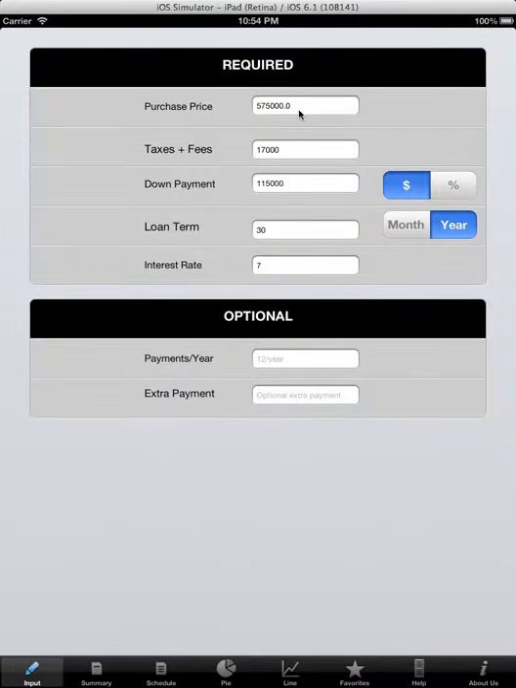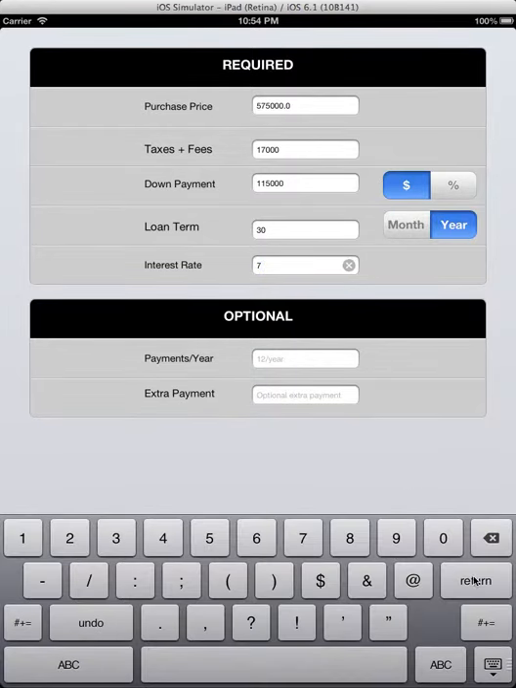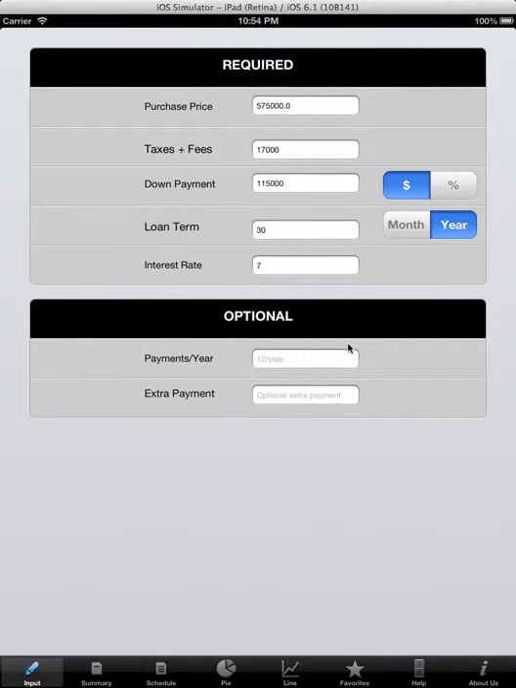So here the purchase price, taxes and fees, this is optional. Down payments, either it can be in dollar amounts or it can be in percentages. Loan term, it can be in months or the year. In this case it is in years. So interest rate, that's percentage rate, and then optional payments per year.